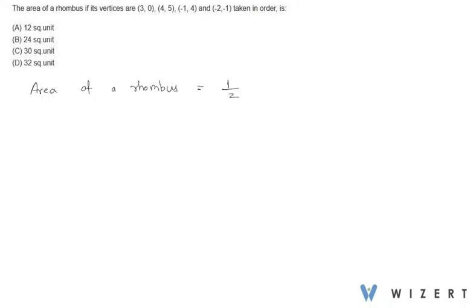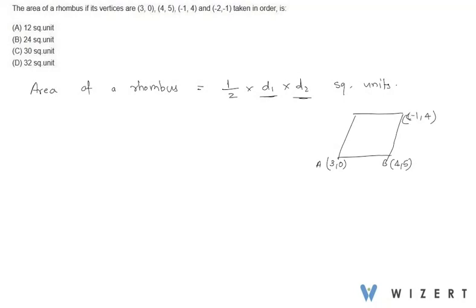is given by half into d1 into d2 square units. Now in order to find the area we need to find length of diagonal 1 and length of diagonal 2, and since we are given the vertices we can find the lengths. The vertices are taken in order, so let's give them some names. (3, 0) is A, (4, 5) is B, (-1, 4) is C and (-2, -1) is D.